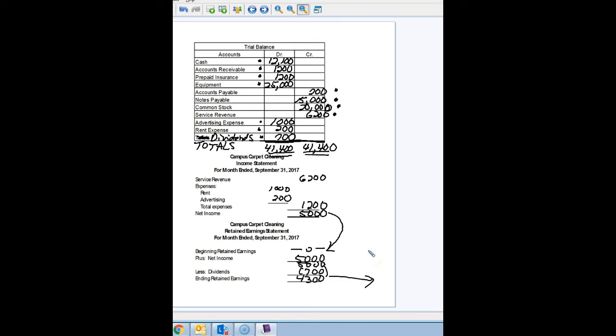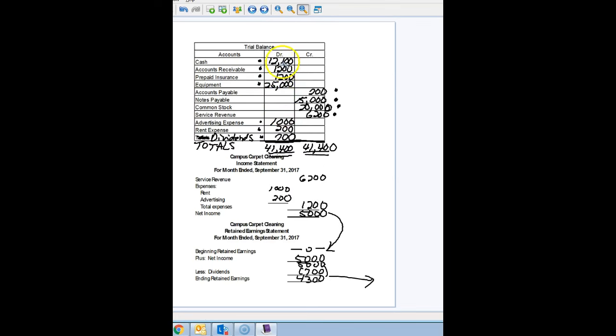Now, in the final step, let's look at how we take these numbers from the trial balance. Right here's our assets, liabilities, stockholders' equity, revenue, and expenses, and we write out our financial statements. So, we're just going to take this service revenue, report it there, take these two expenses, report them there, arrive at our net income. Remember, this was the first year and month of business, so there wasn't any beginning retained earnings. Net income flows into retained earnings.